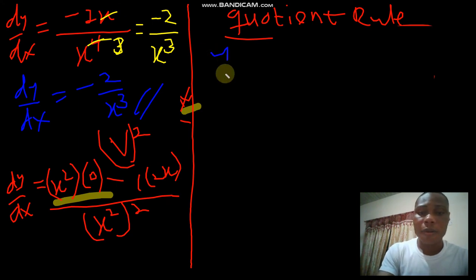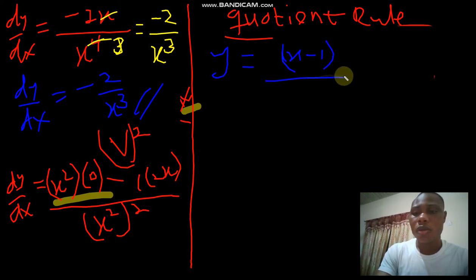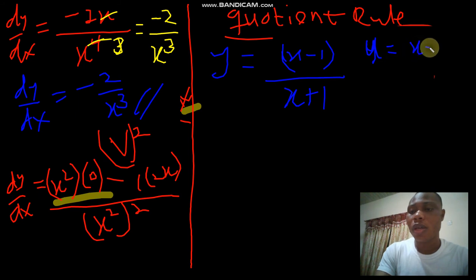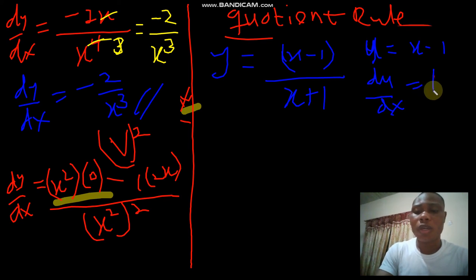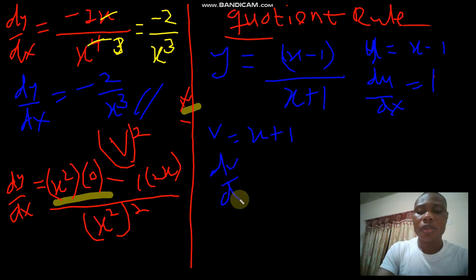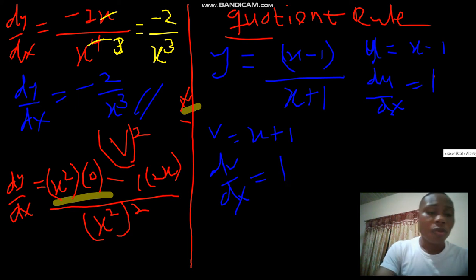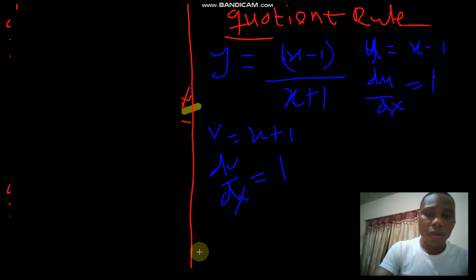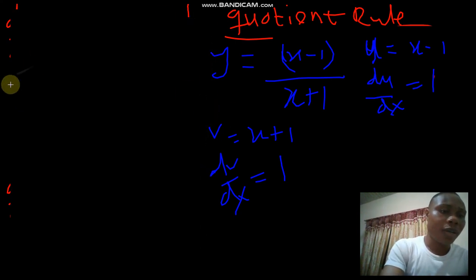For example, if you have y equal to x minus 1 all over x plus 1, our u is x minus 1, du/dx is equal to 1. Our v is x plus 1, dv/dx is also equal to 1. Therefore we go to our formula and substitute everything back.